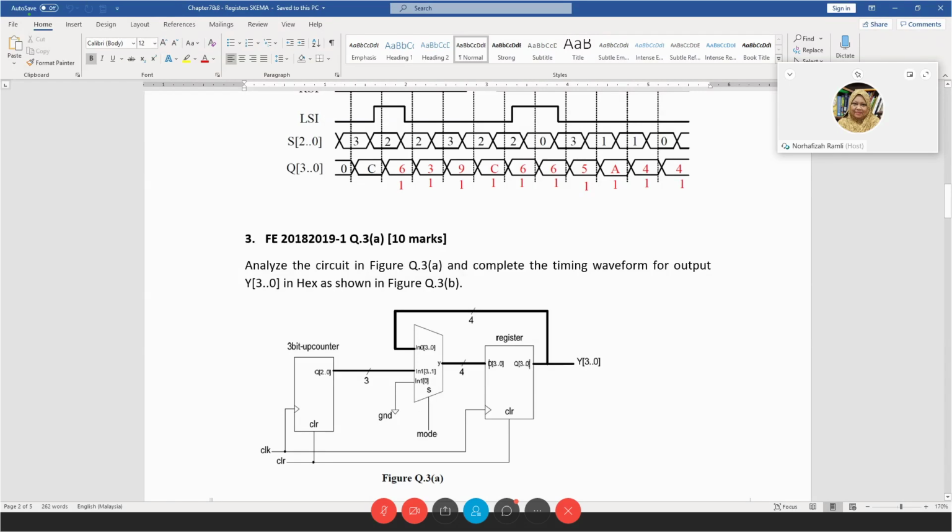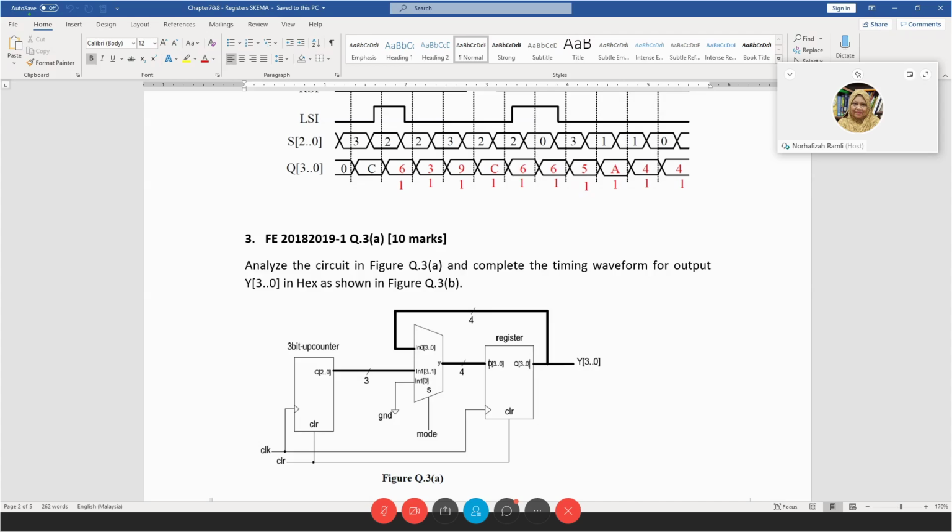Okay. Right. So, what is question number 3? Okay, question number 3 is this one. This is actually another accumulator, right?